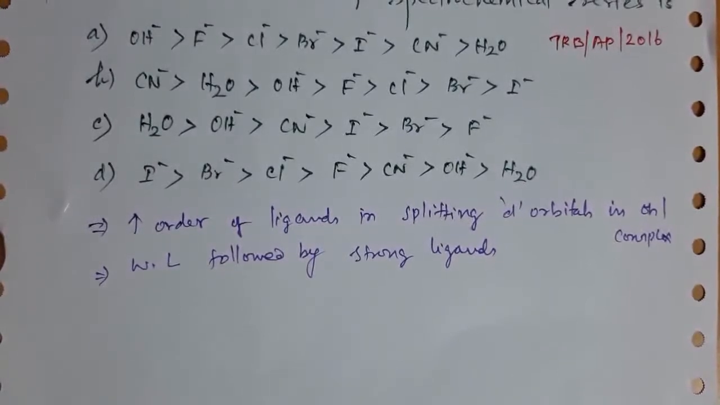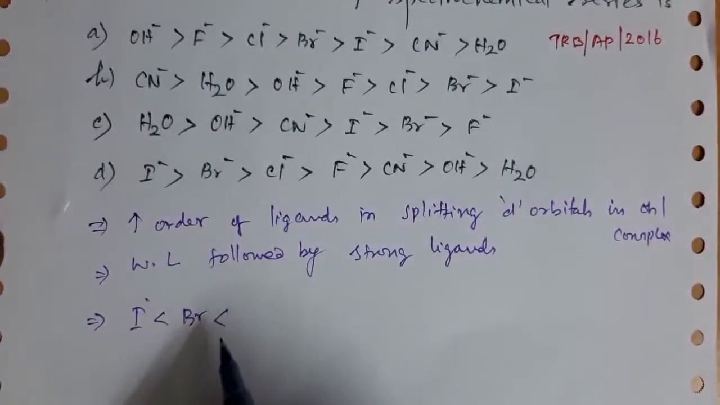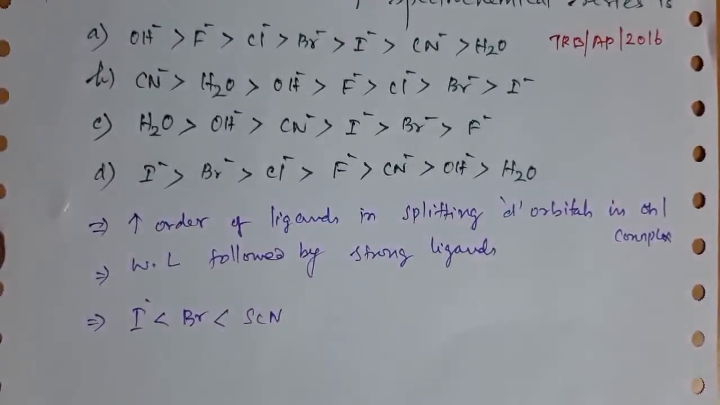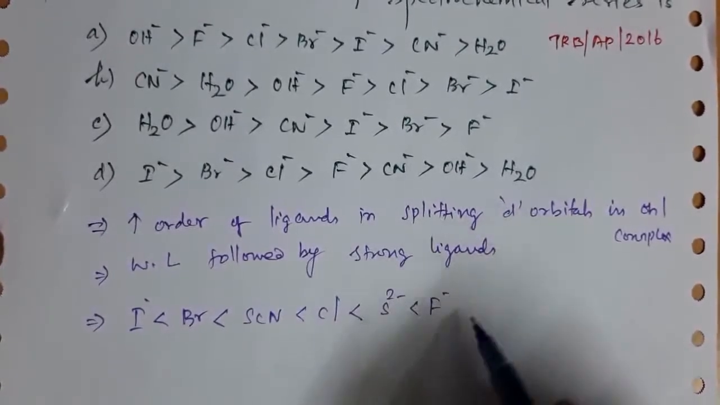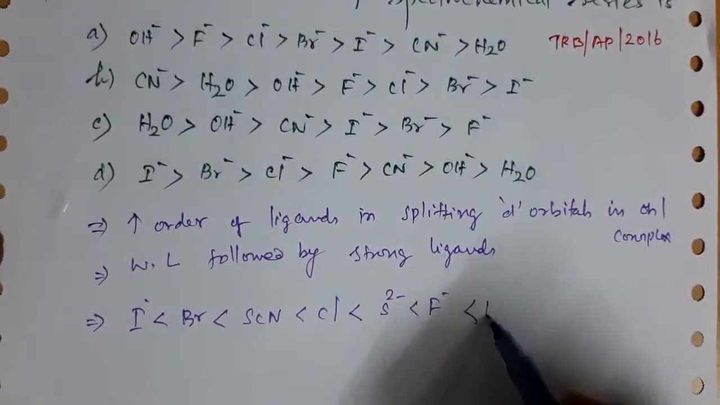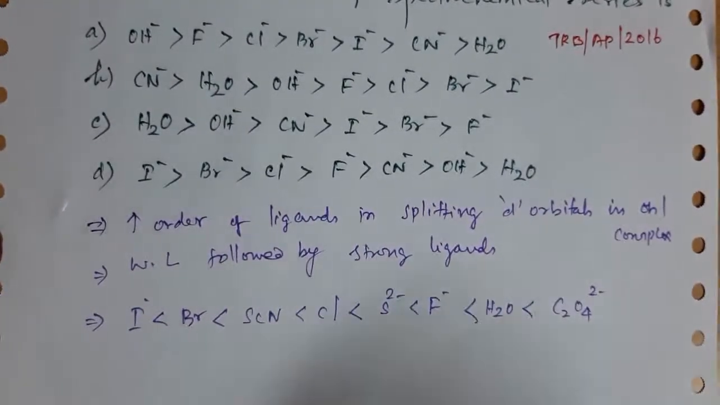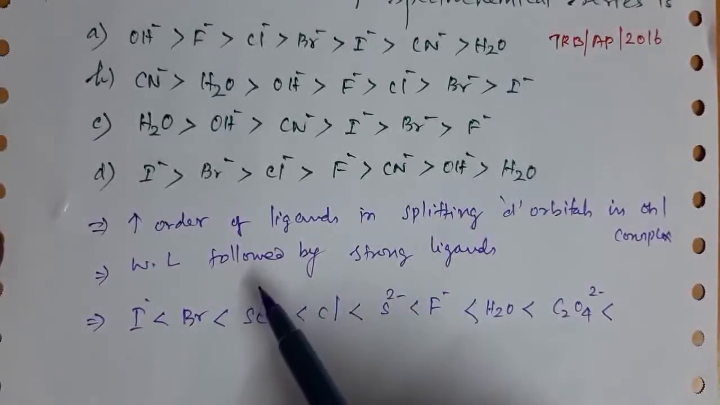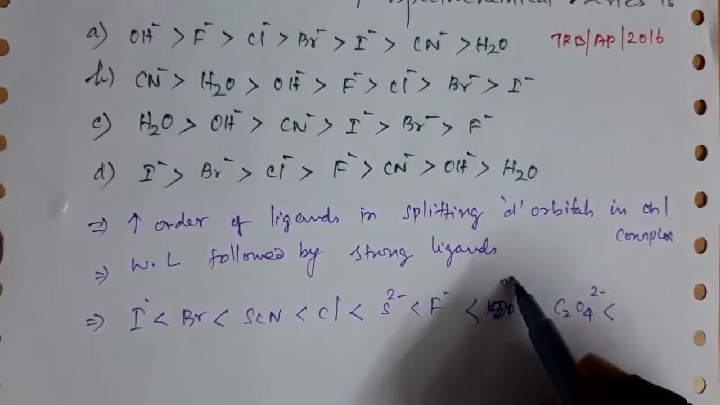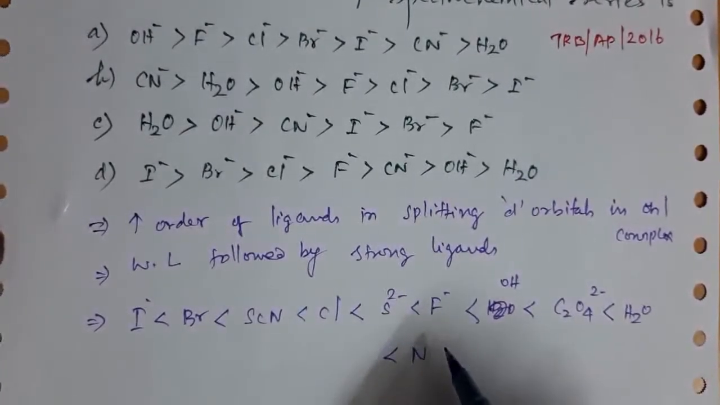The spectrochemical series starts with iodine I⁻, bromine Br⁻, then SCN⁻, Cl⁻, then F⁻, then OH⁻, then C₂O₄²⁻, then water H₂O, then NCS⁻, and so on. This is a mnemonic to remember the order.